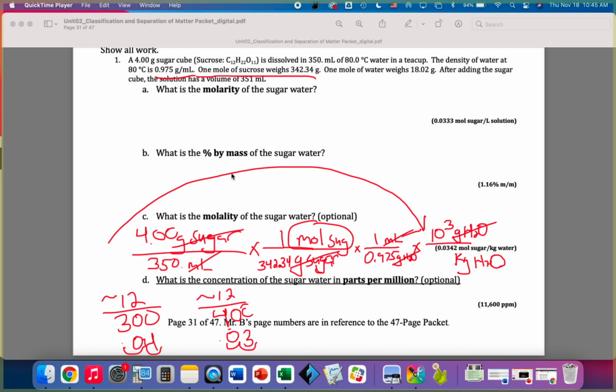So then, let's talk about sig figs. We multiplied and divided. There's 3 sig figs there, 3 sig figs there, 5 sig figs there, 3 sig figs there. It looks like the least number would be 3. So 0.03424 would definitely round to 0.0342 moles per kilogram of water. So sure enough, we got it right.